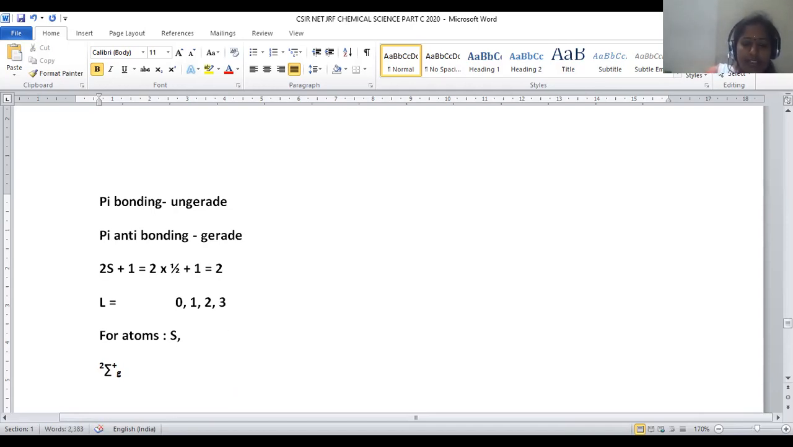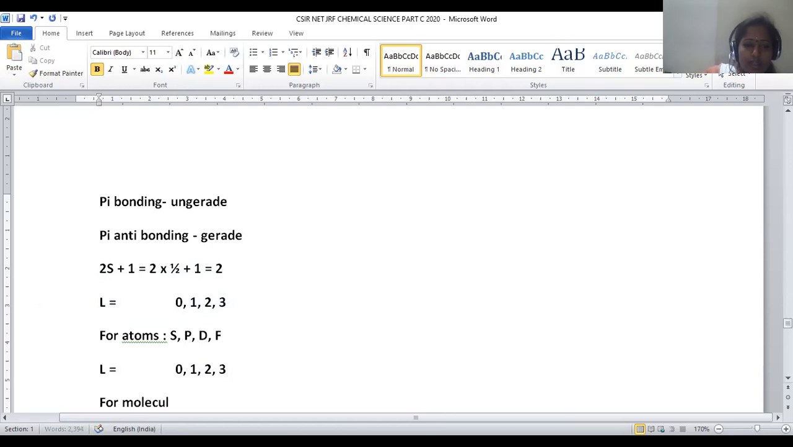If L is equal to 1, that is denoted as P. L is equal to 2, that is denoted as D. If L is equal to 3, that is denoted as F, right? So the same L values are present in the case of molecules.